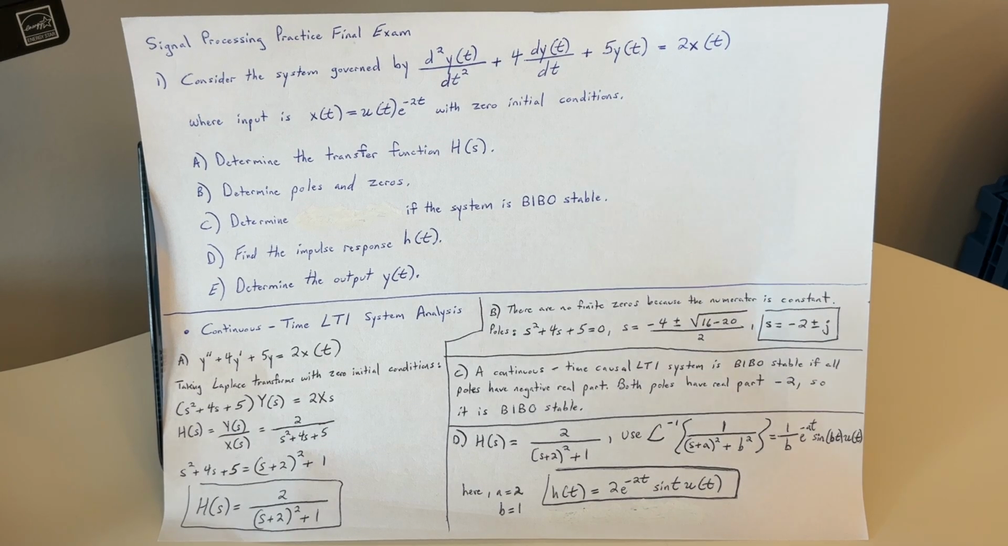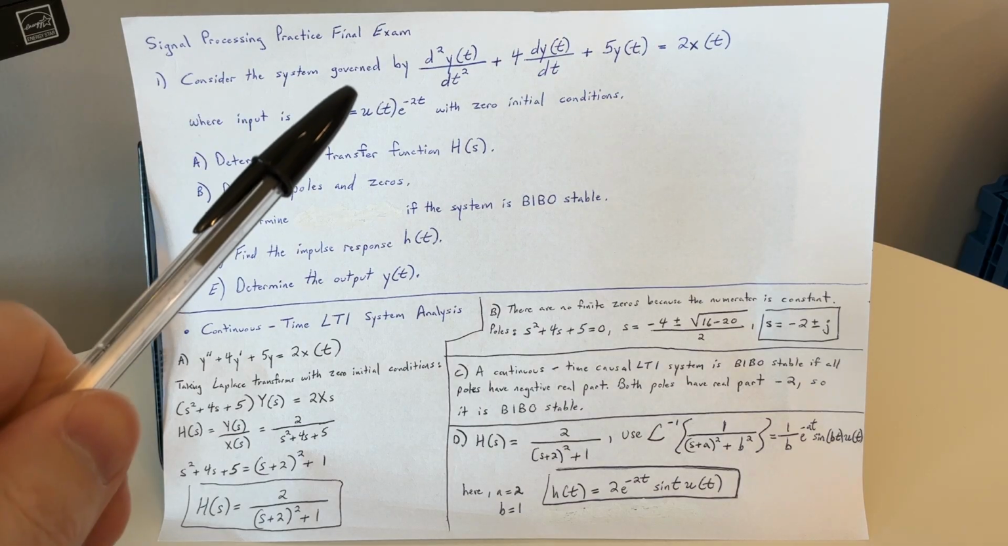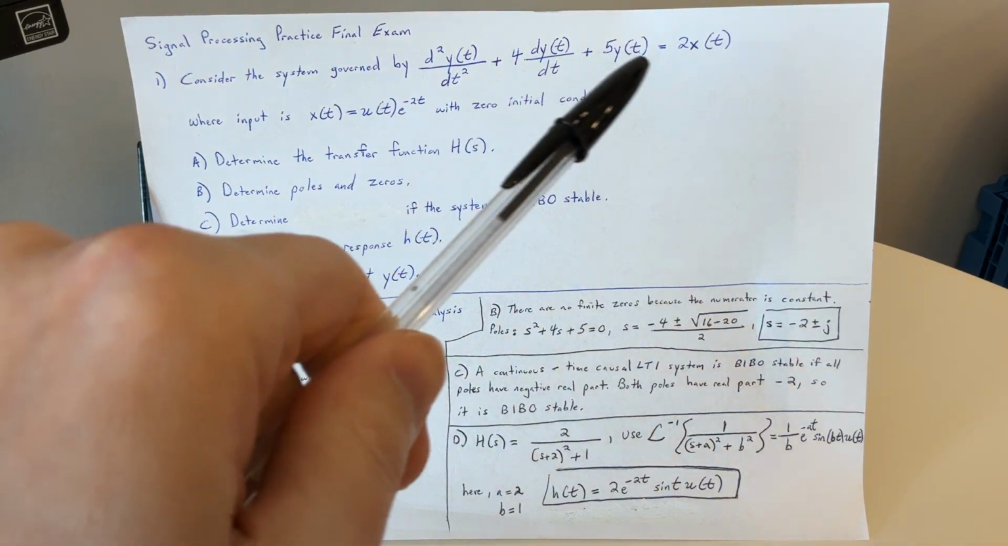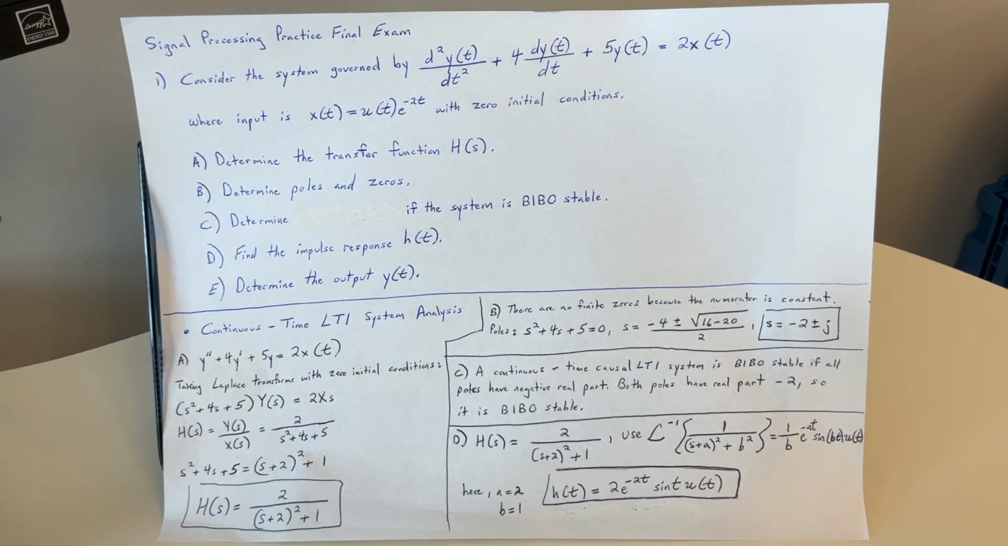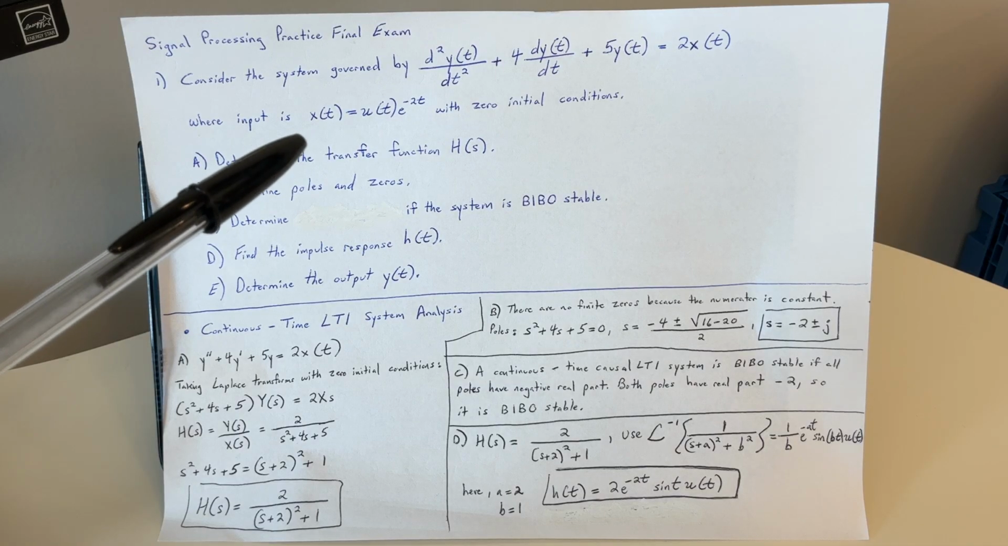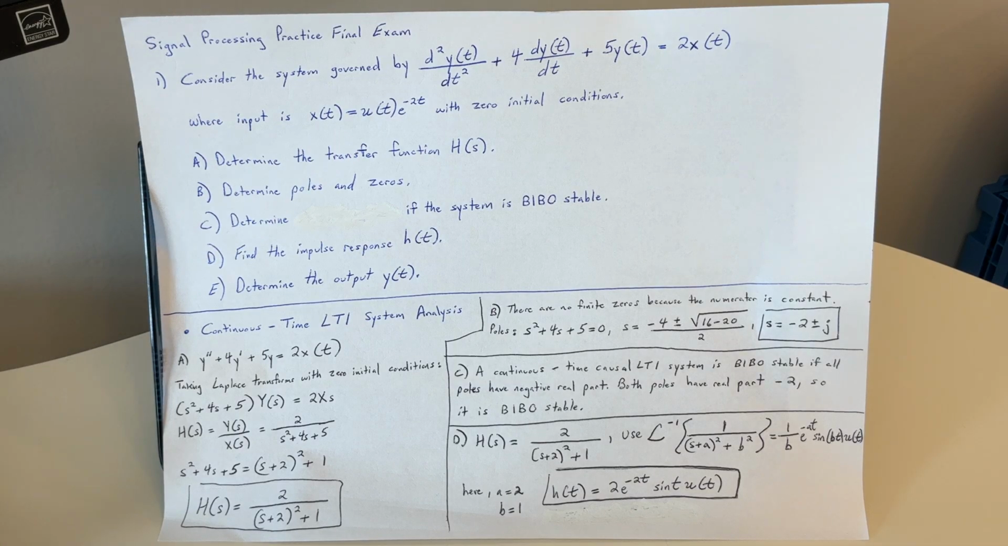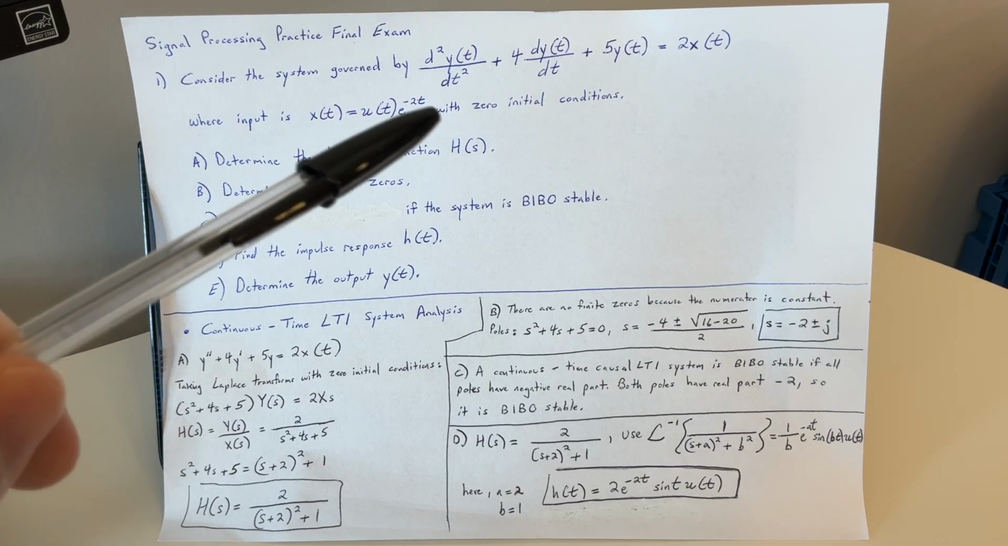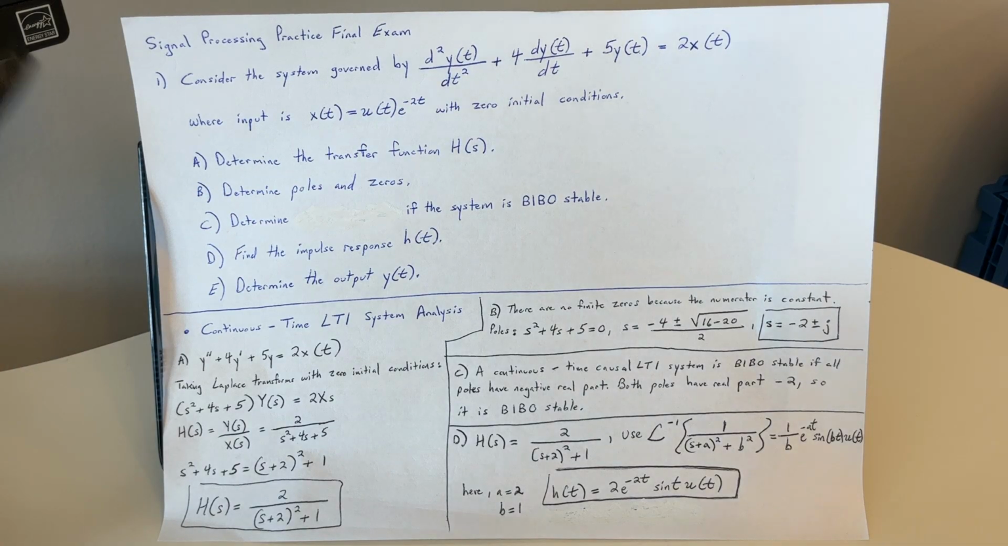Okay, so we have a signal processing practice final exam. Let's begin. Number one, consider this system governed by the following differential equation, where the input is x of t equals u of t e to the negative 2t with zero initial conditions. Part A, determine the transfer function H of s.